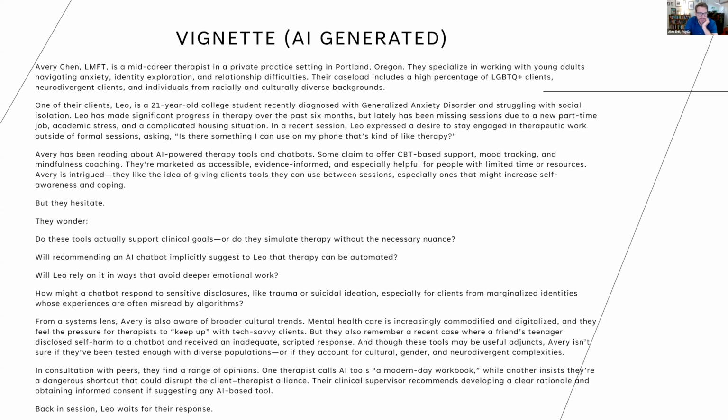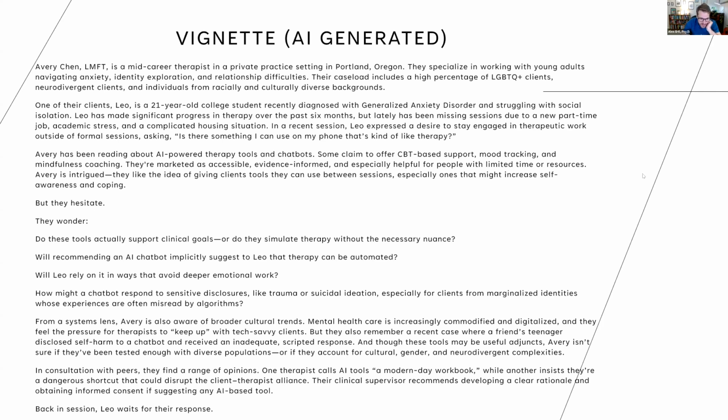Avery is intrigued. They like the idea of giving clients tools they can use between sessions, especially ones that might increase self-awareness and coping. But they hesitate. They wonder, do these tools actually support clinical goals, or do they simulate therapy without the necessary nuance? Will recommending an AI chatbot implicitly suggest to Leo that therapy can be automated? Will Leo rely on it in ways that avoid deeper emotional work? Are they going to engage in avoidance here? How might a chatbot respond to sensitive disclosures like trauma or suicidal ideation, especially for clients from marginalized identities whose experiences are often misread by algorithms?